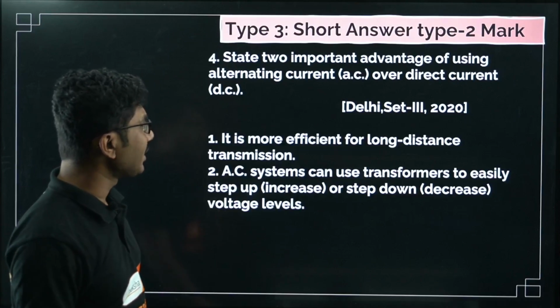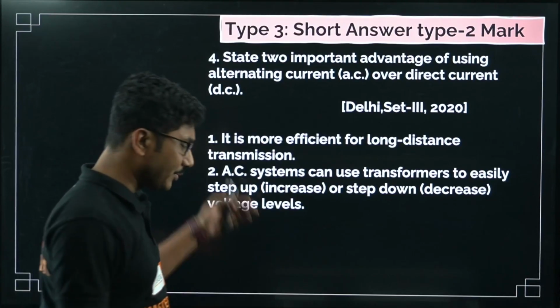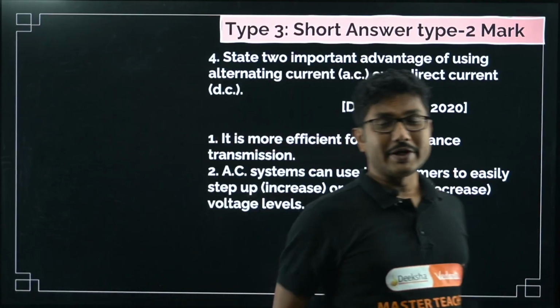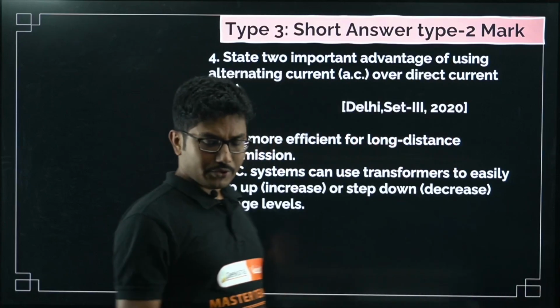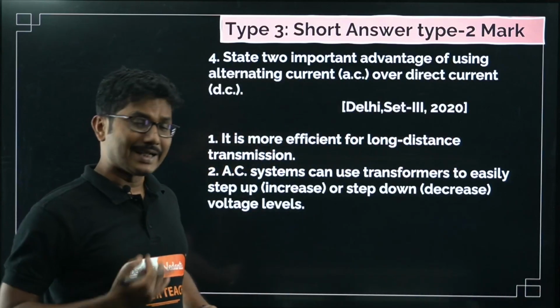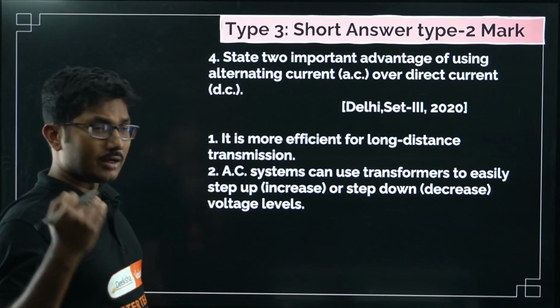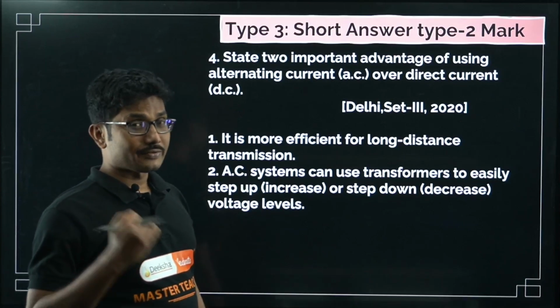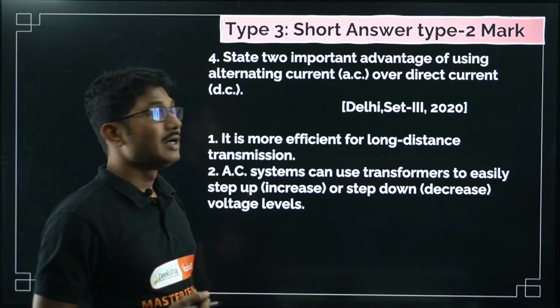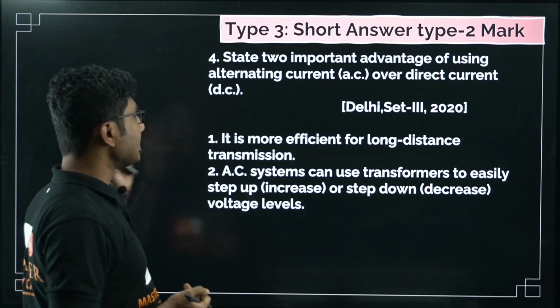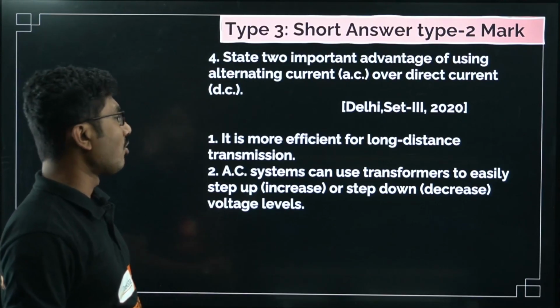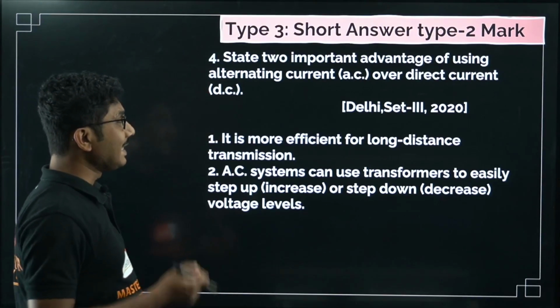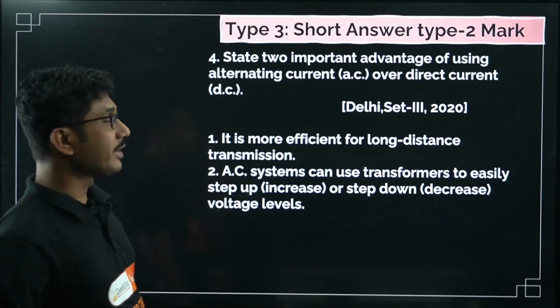It is more efficient for long distance transmission. Previously there was a long paragraph written about AC and DC, which is not part of your current syllabus, but AC and DC are mentioned and small information is given. So this question still might come as a higher order thinking question. So AC is more efficient for long distance transmission.